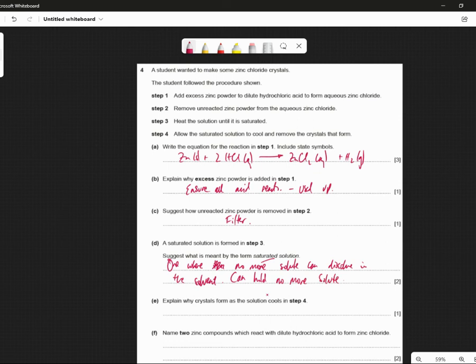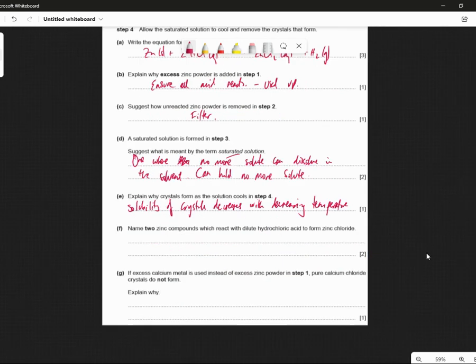Explain why crystals form as the solution cools in part 2. Well, the solubility of the crystals decreases with decreasing temperature. In other words, if I cool it down, they must come out of solution because their solubility decreases. The only way they can do that is they've got to come out. We say the crystals come out of solution.